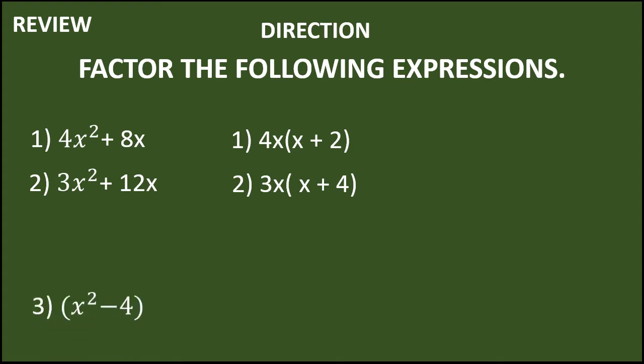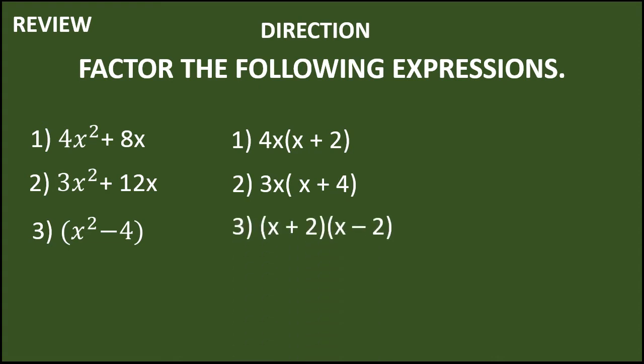Let's proceed to number 3. We have quantity x squared minus 4. In this case, we have the difference of two squares. All we have to do is get the square root of the first term. What is the square root of the first term, which is x squared? That is x. And then we have to get the square root of 4, and the square root of 4 is 2. So the factored form of this expression is x plus 2 times the quantity x minus 2.